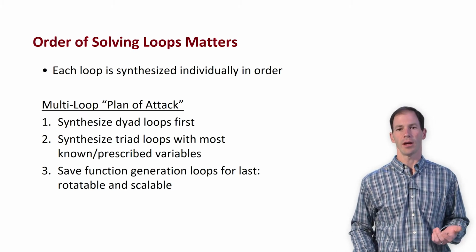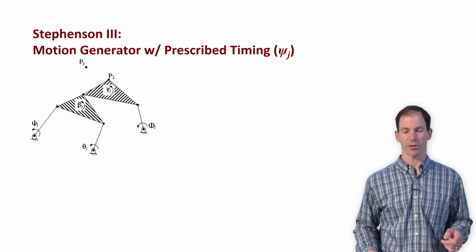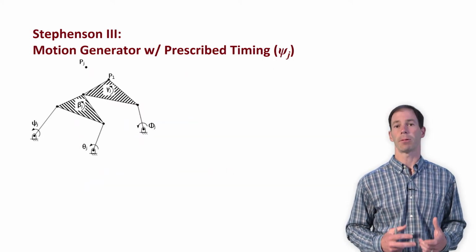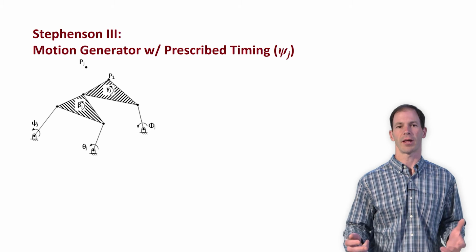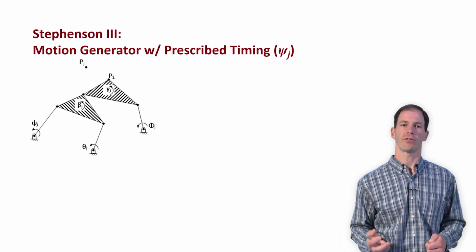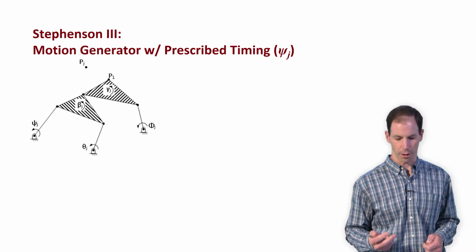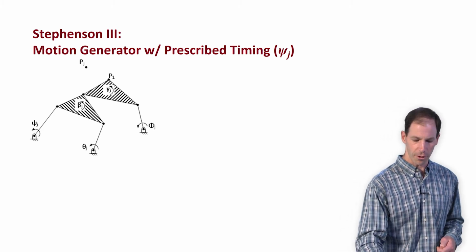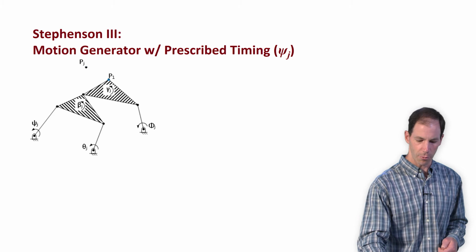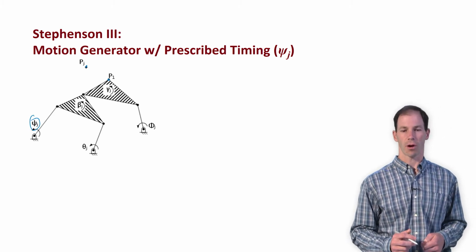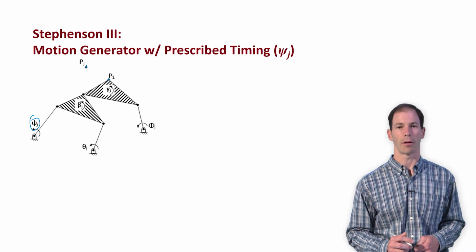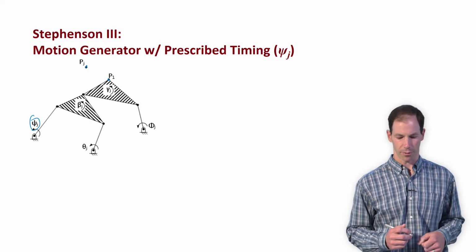So we've done a Watt-2 example. Let me do one more example of a Stephenson 3 to apply these rules of thumb, or this plan of attack, if you will. So now I've got a Stephenson 3 where I'm interested in doing motion generation with prescribed timing. Now the precision point, I've got P1 up here, which is moving to P3, and the timing that I am prescribing is that psi angle that's on the bottom left. That is what I want to synthesize.